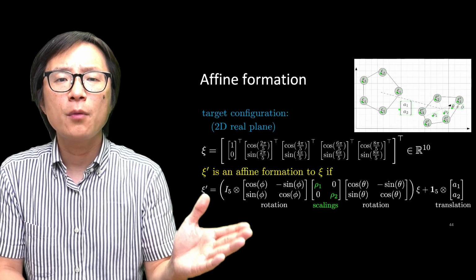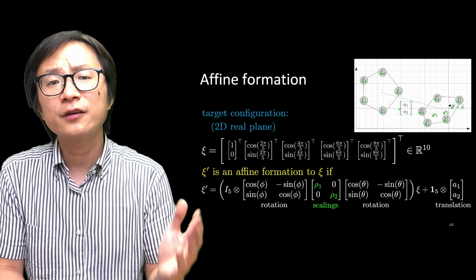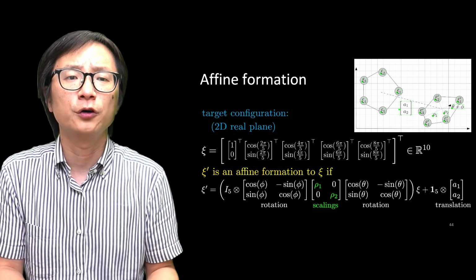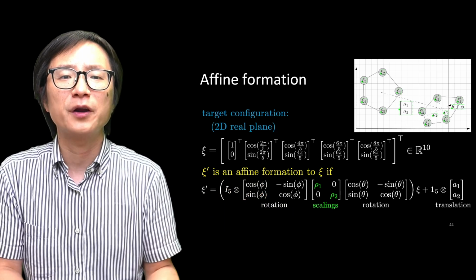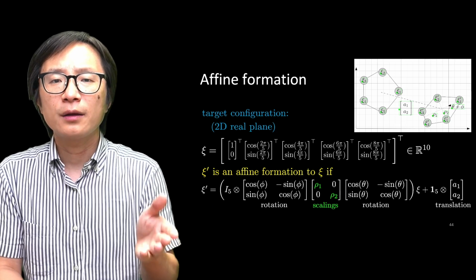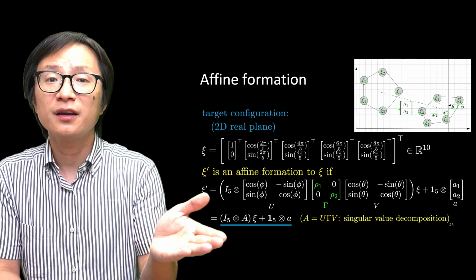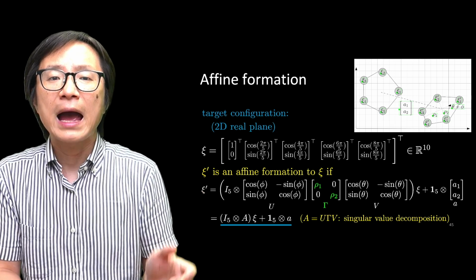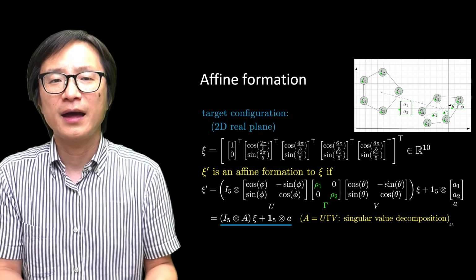Now let me add one more rotation matrix, this one, to the left of the scaling matrix. This addition doesn't really change the allowed transformations. The allowed transformations are still translation, rotation, and the scalings, now with different scaling ratios on different axes. But with this addition, we can write this C prime in this form, which is the affine form of the target configuration vector C. And that's exactly why this C prime is called an affine formation, and that's how the name comes about.